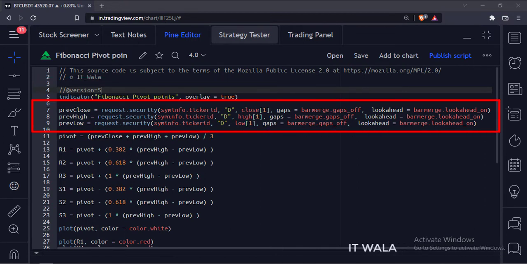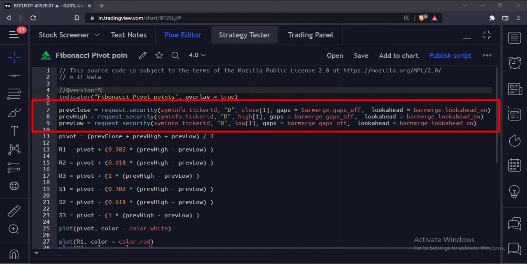Here we calculate yesterday's high, low, and close values using the security function. The first argument is the stock name. The second argument is the daily time frame. The third argument is the high, low, and close values with bracket 1 in front of them. The bracket 1 fetches the previous day's value here.